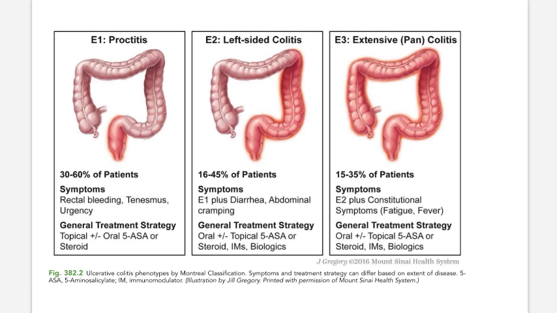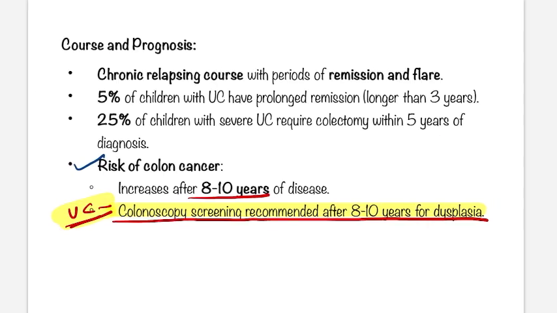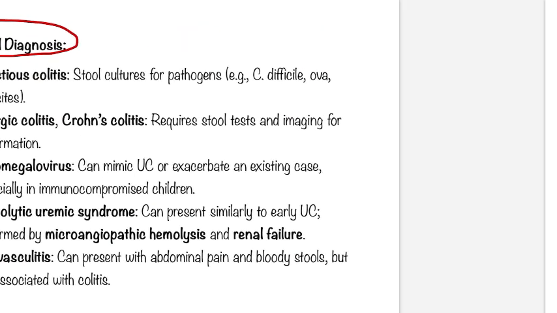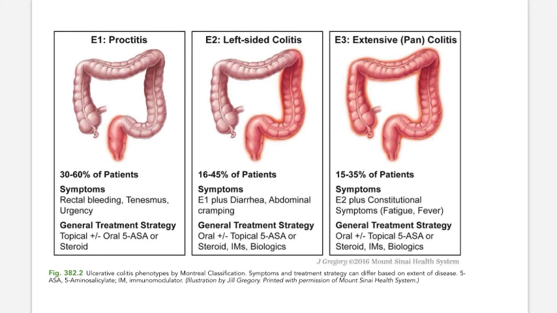Okay, this is the ulcerative colitis phenotype by Montreal classification. We have seen E1, E2, E3 in our previous table. So just remember how they present. E1 is proctitis, basically rectal involvement. E2 is left-sided and E3 is pancolitis. Symptoms will be according to this. If the rectum is involved, it is okay. First thing, which is more common?